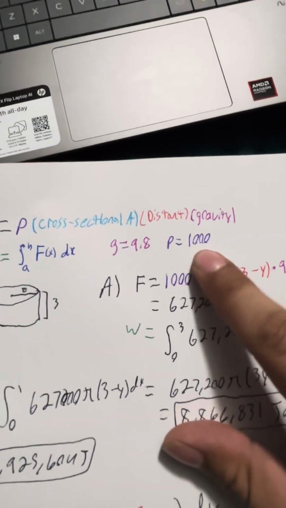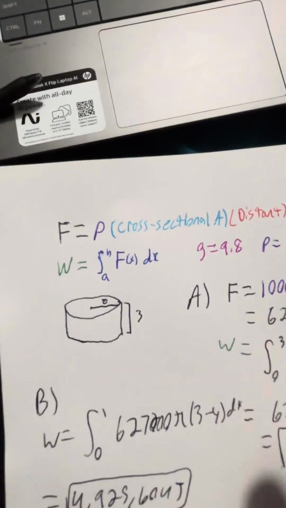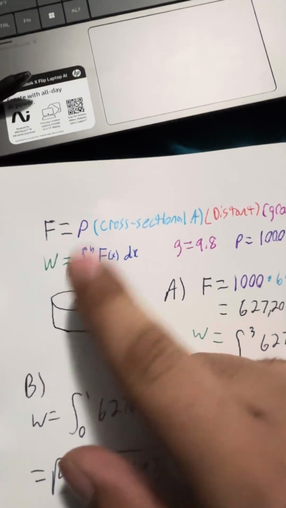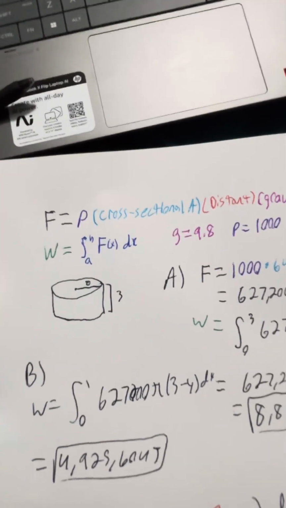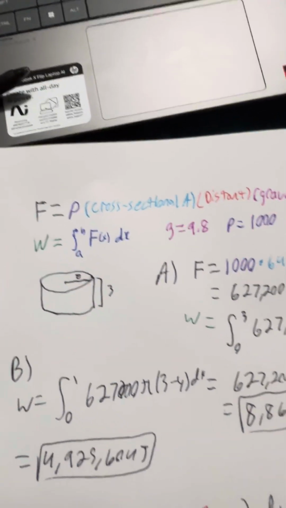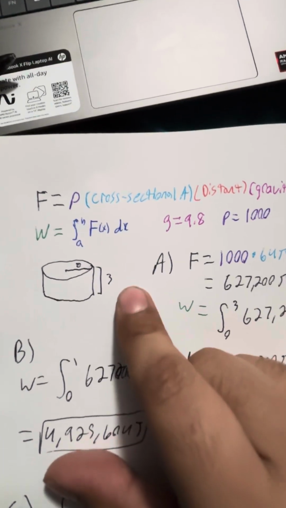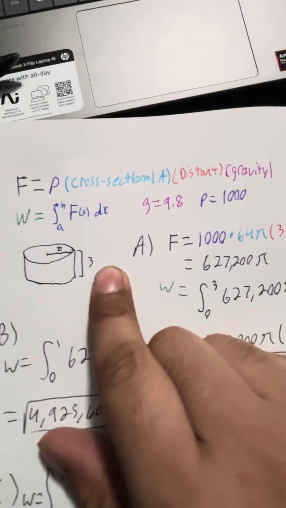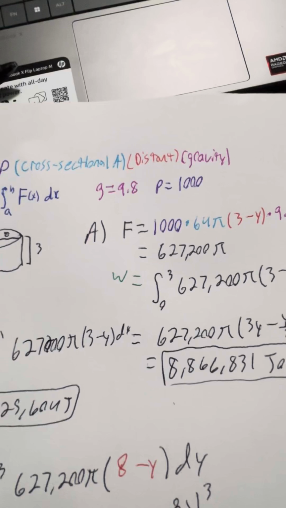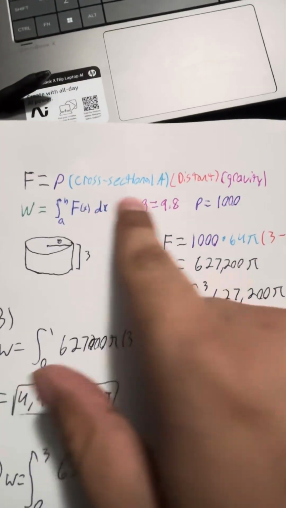The standard density of water is 1,000, and the acceleration due to gravity is 9.8. And then here I just have that work is equal to the integral from A to B of force. We're given a cylindrical tank from which we're pumping water at the surface of the tank. It has a radius of 8 and a height of 3. So to find the force in our problem is just plugging all these numbers into my equation for force.